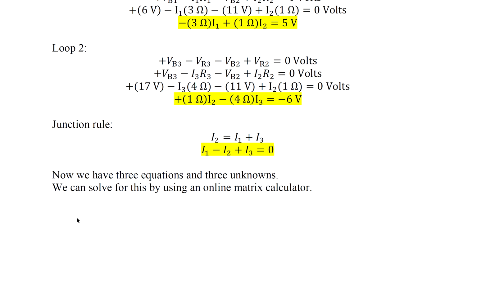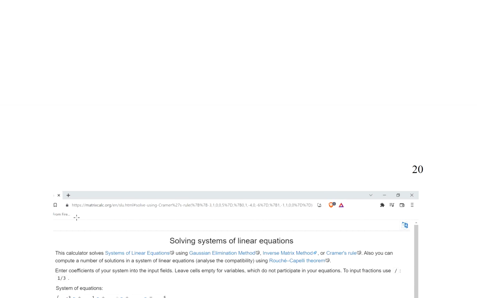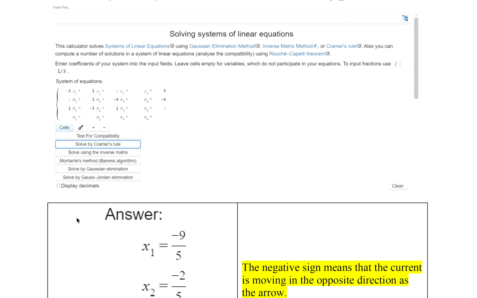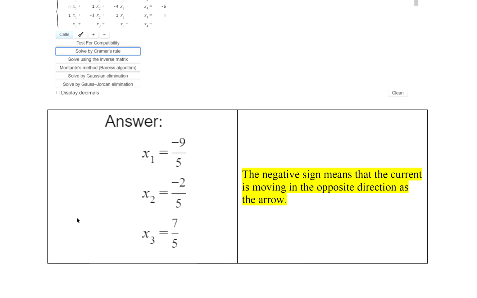Now let me go online. Let me put these numbers into a matrix calculator and I get these solutions. So I1 is minus 9 over 5, I2 is minus 2 over 5, and I3 is plus 7 over 5. What does a negative sign mean? It means that the current is moving in the opposite direction.